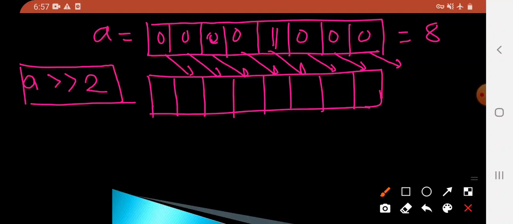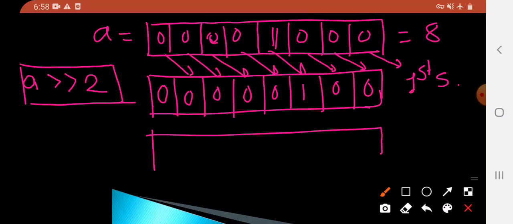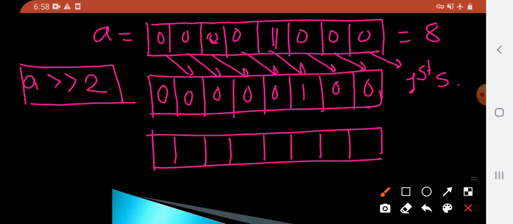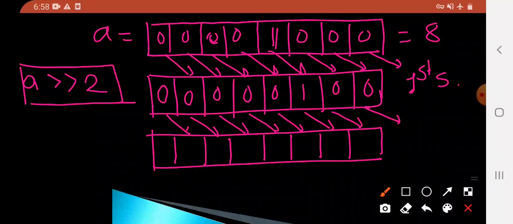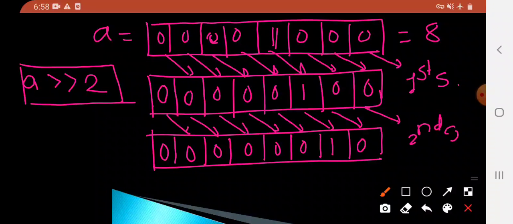Now you have to shift in the opposite direction. So 0 0 0 0, this one is here, 0 0, and the last is filled with 0 here. So this is your first shift. Then the second shift, again draw this diagram. Now again shifted to right. So here 0 1 0 0 0 0 0, and the last is filled with 0 here. So this is your second shift. Now the result is this one. So the result is 2 here.